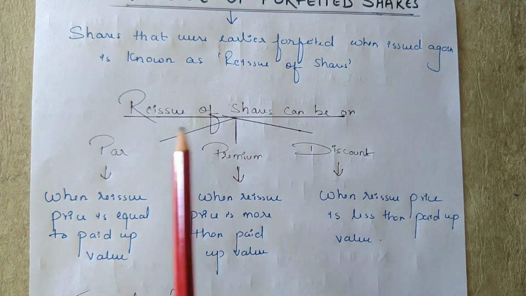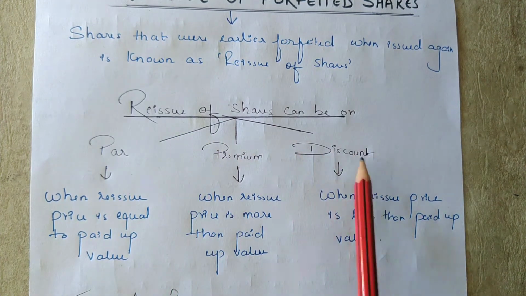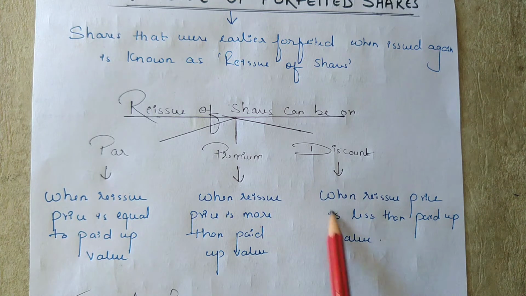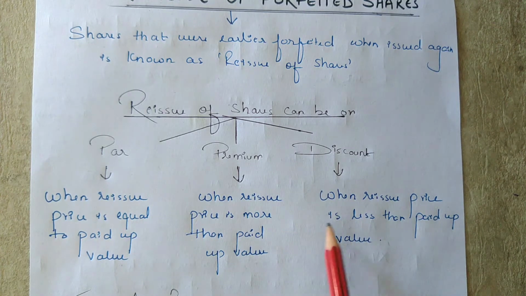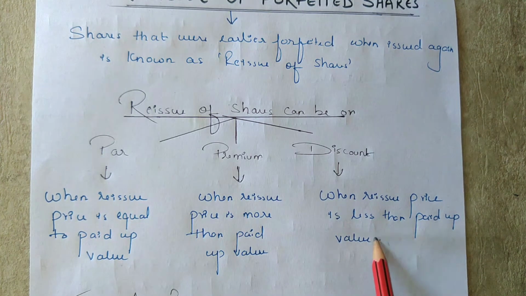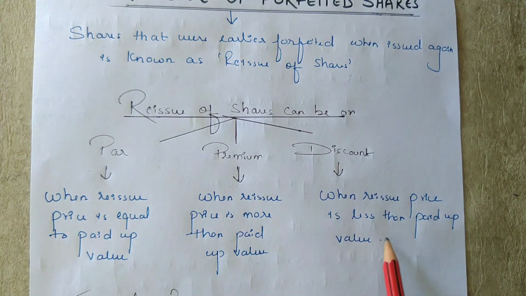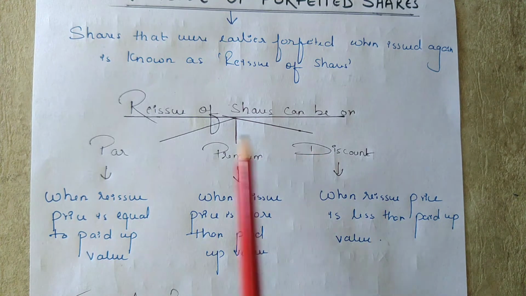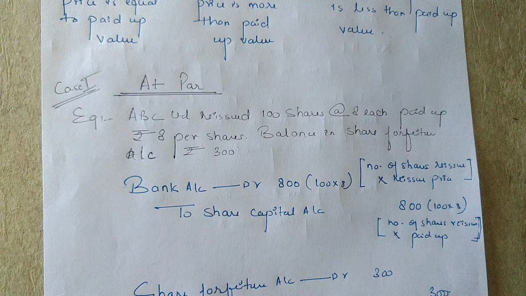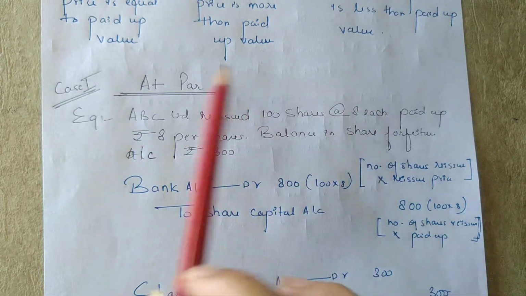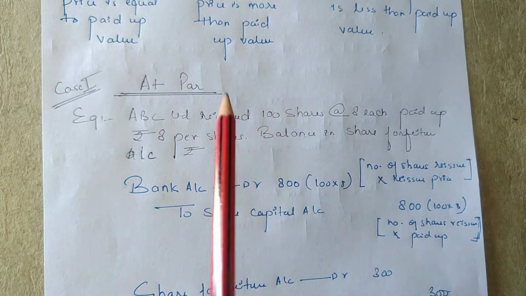Then next is reissue of shares at discount. What does it mean? It means when the reissue price is less than the paid up value. For example, if a share of the face value of ₹10 is reissued at ₹9, then ₹1 will be the discount on share and we say the shares has been reissued at discount. So let's understand these three cases of reissue of shares with example.